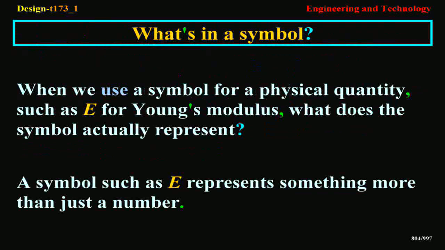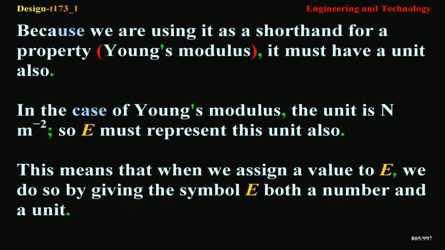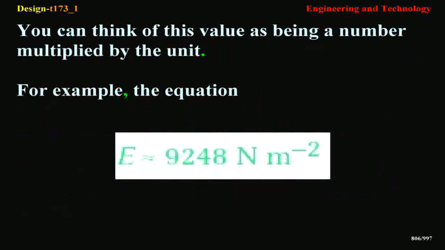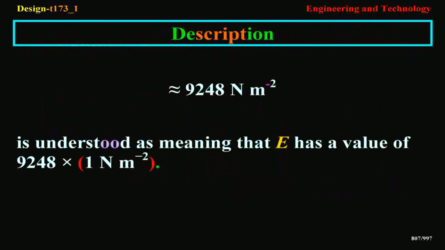A symbol such as E represents something more than just a number. Because we are using it as a shorthand for a property, Young's modulus, it must have a unit also. In the case of Young's modulus, the unit is N m^-2. So E must represent this unit also. This means that when we assign a value to E, we do so by giving the symbol E both a number and a unit. You can think of this value as being a number multiplied by the unit. For example, the equation E = 9248 N m^-2 is understood as meaning that E has a value of 9248 N m^-2.